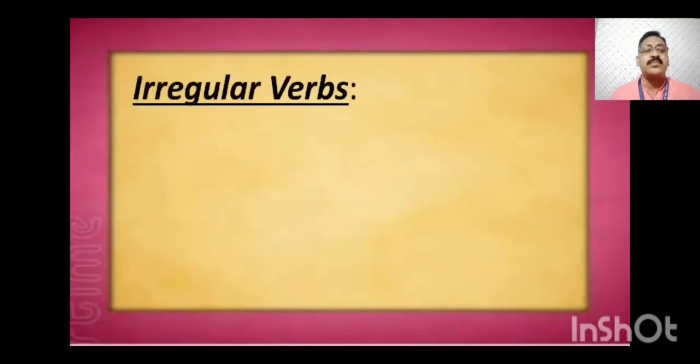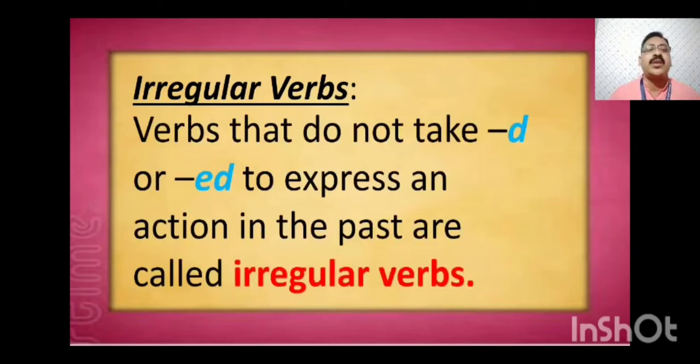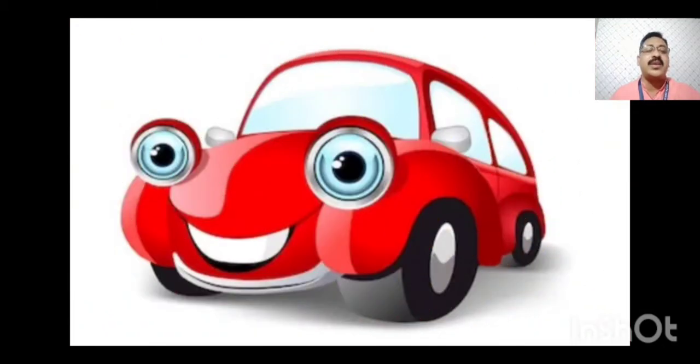Next, irregular verbs. After regular verbs we will learn about irregular verbs. Verbs that do not take d or ed to express an action in the past are called irregular verbs. It means when the verb we are talking about does not have d or ed added to it, it is said to be an irregular verb. The verb is in past form but it doesn't have ed. That's why it is called an irregular verb.